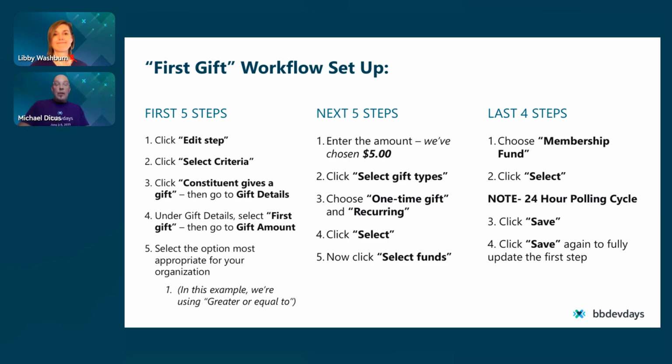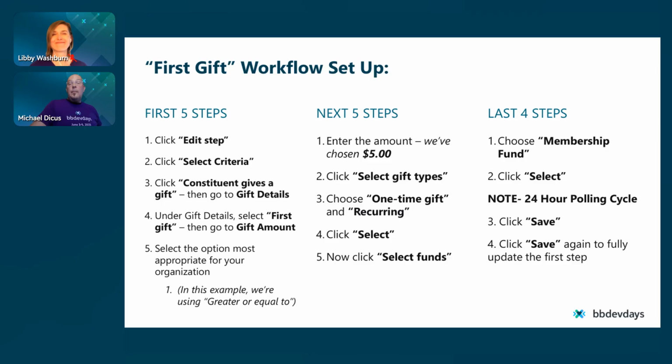And then we go to gift amount. And then number 5, select the option most appropriate for your organization. So in our example, I chose greater or equal to, and I entered, now we're on step 5, next 5 steps.